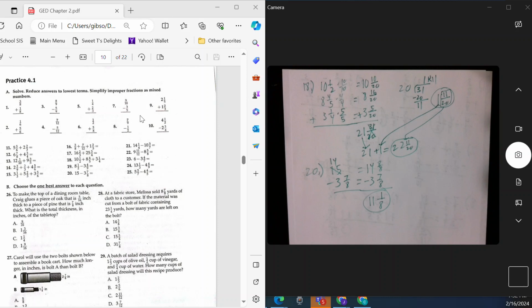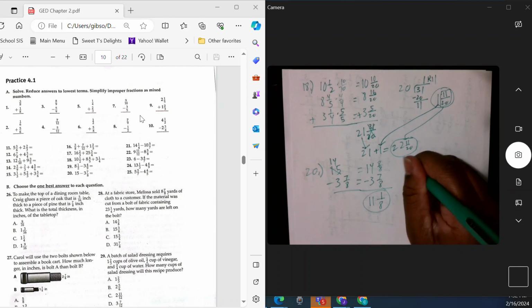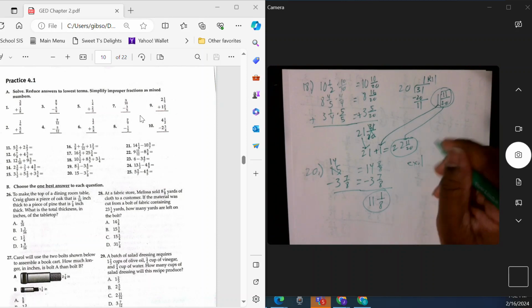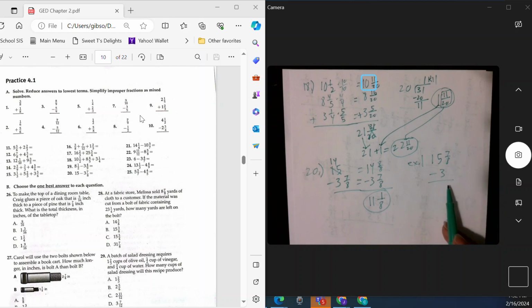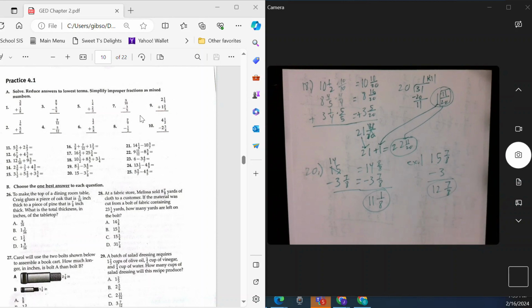Now, I did talk about this in class. This could be like an example 1. What if you have 15 and 7/8 minus 3? What if you had the mixed number up top and a whole number at the bottom? If the mixed number is at top, you could just bring down the fraction and then subtract the whole numbers. So that'll be 12 and 7/8. But you see the difference.